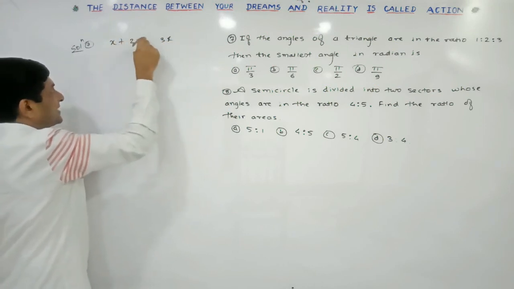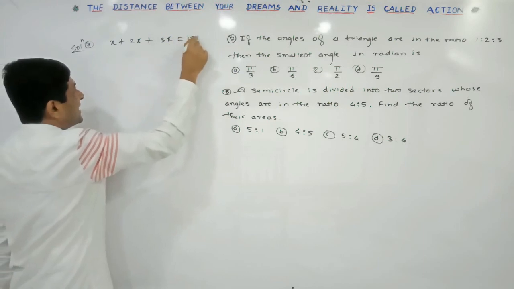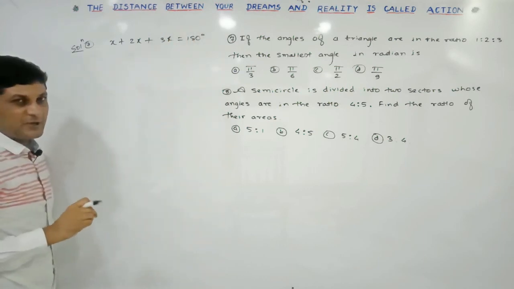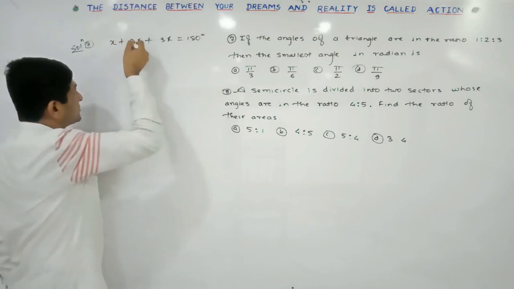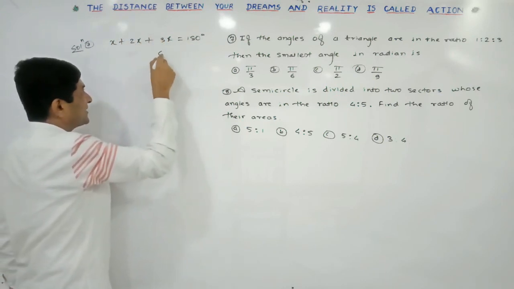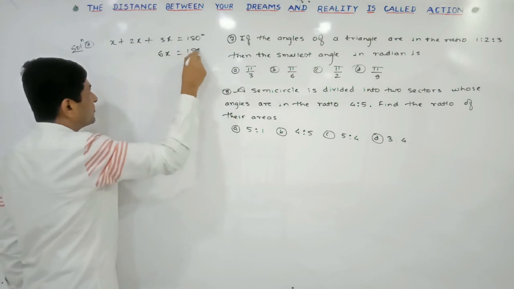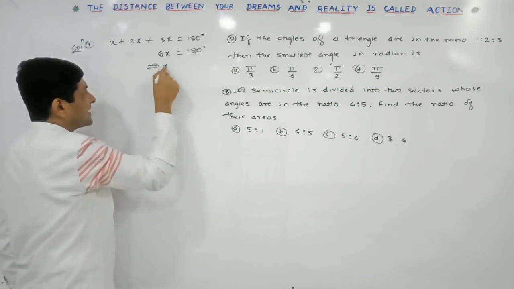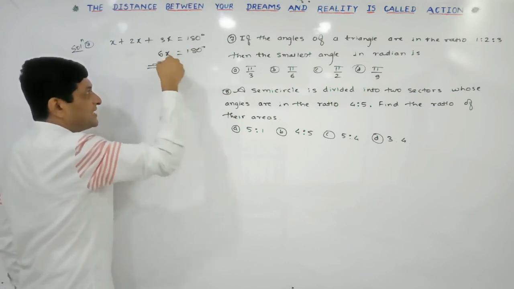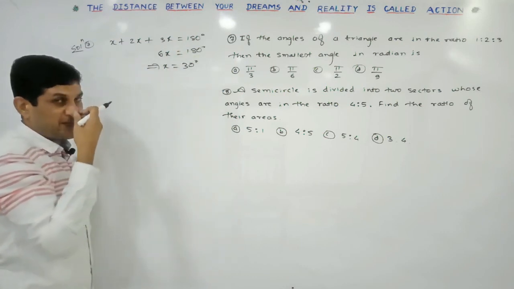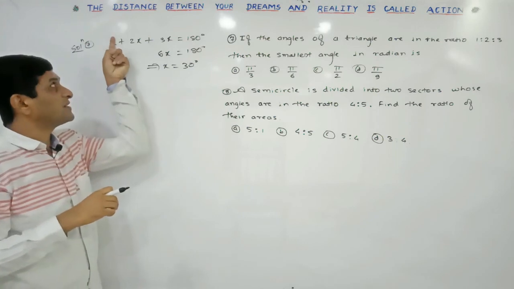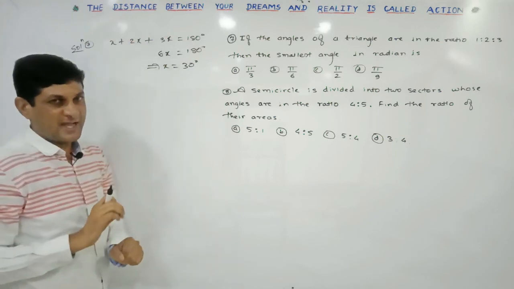If we take their addition, it will be equal to what? 180, because we know that the sum of the 3 angles of a triangle is 180. So x plus 2x is 3x, 3x plus 3x will be 6x. 6x is equal to 180 degree, which implies x is equal to what? 180 divided by 6 will be equal to 30 degree. Once the value of x is known to us, we are able to find out the first angle, second angle, and third angle also.